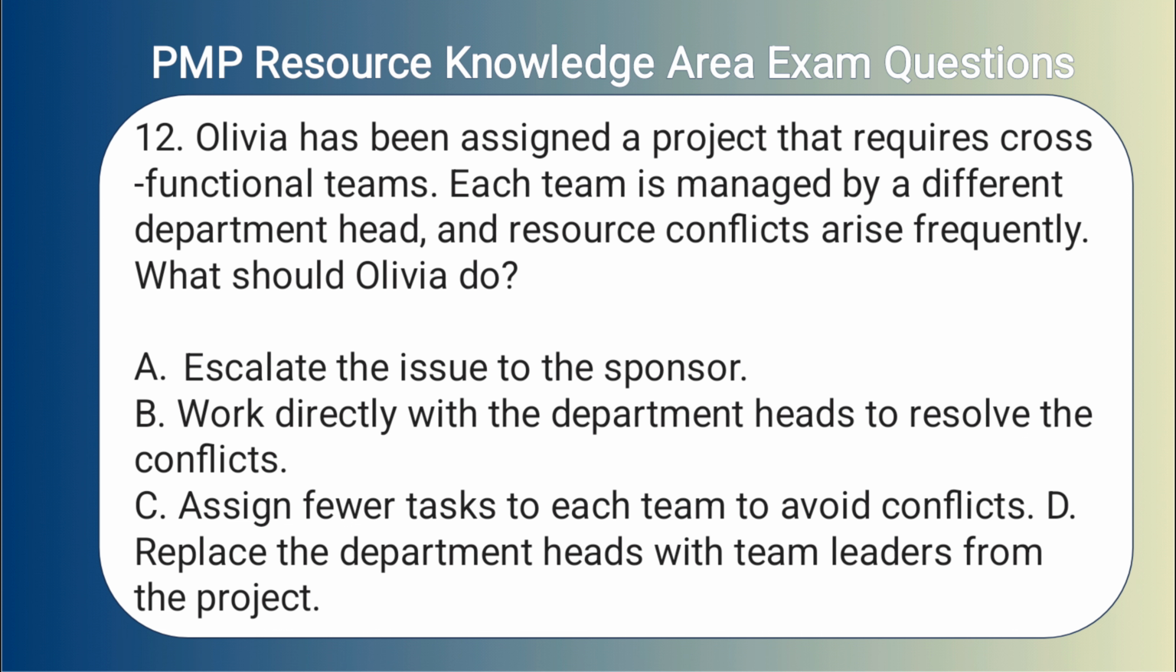12. Olivia has been assigned a project that requires cross-functional teams. Each team is managed by a different department head, and resource conflicts arise frequently. What should Olivia do? A. Escalate the issue to the sponsor. B. Work directly with the department heads to resolve the conflicts. C. Assign fewer tasks to each team to avoid conflicts. D. Replace the department heads with team leaders from the project.